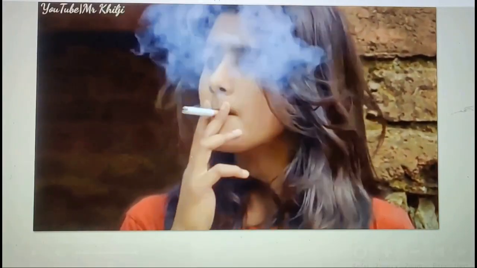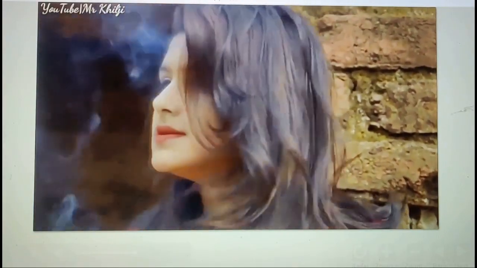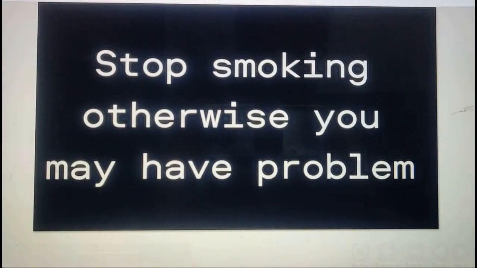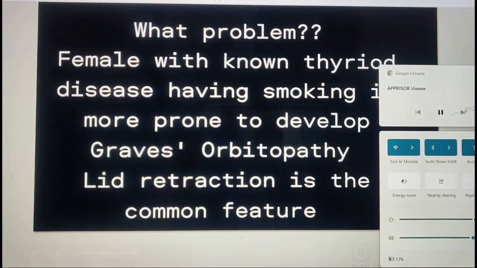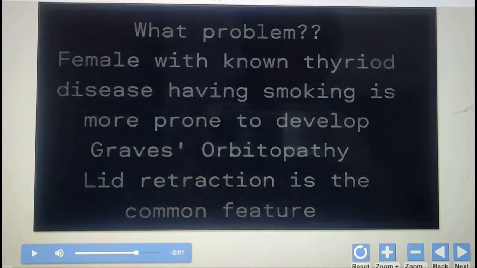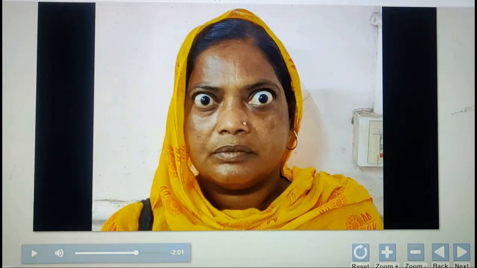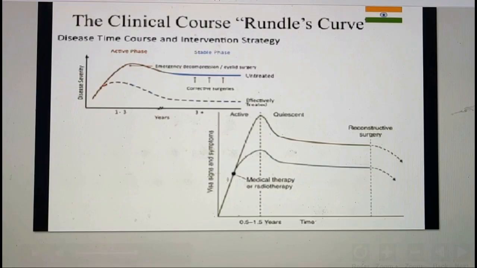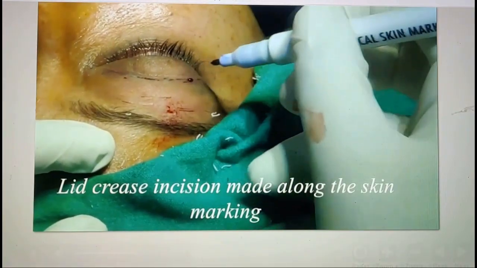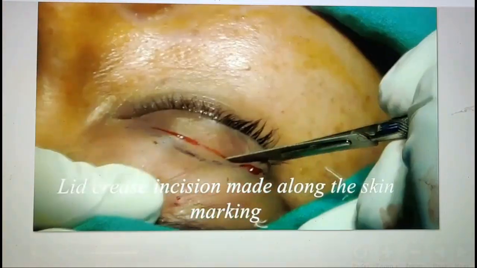Female smokers are very dangerous for the development of eyelid retraction. So stop smoking, otherwise you may have a problem. What problem? Females with known thyroid disease who smoke are more prone to develop Graves' orbitopathy, and lid retraction is the commonest clinical feature. All the cases in the study were done in the inactive phase of the Rundle curve plotting.